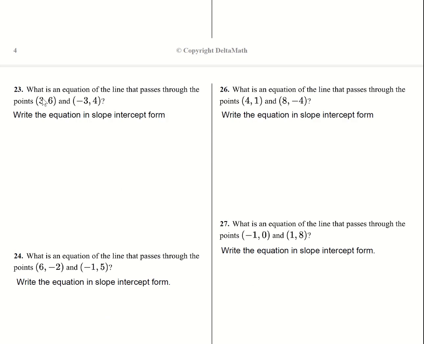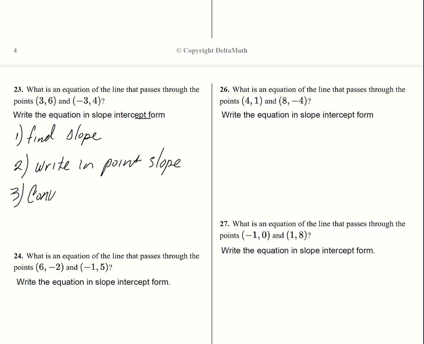All right. You may be given just 2 points on a line and asked to write an equation for that line in slope-intercept form. So there's going to be 3 steps to this. First, you have to find the slope using those 2 points. Then you write in point-slope form. And then we're going to convert or simplify to slope-intercept, just like we just did. So the points are 3, 6, and -3, 4.